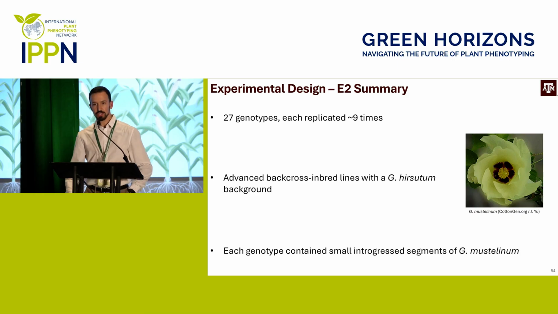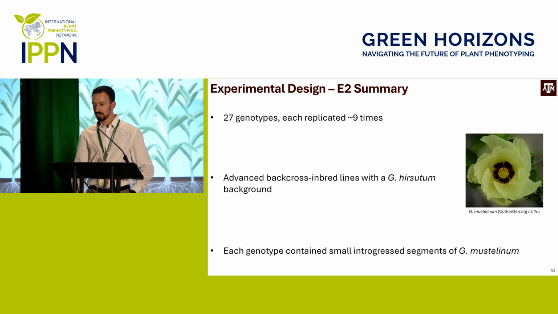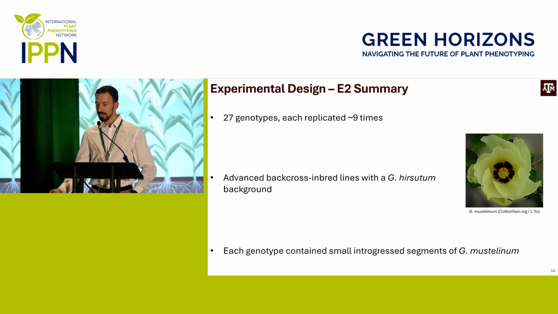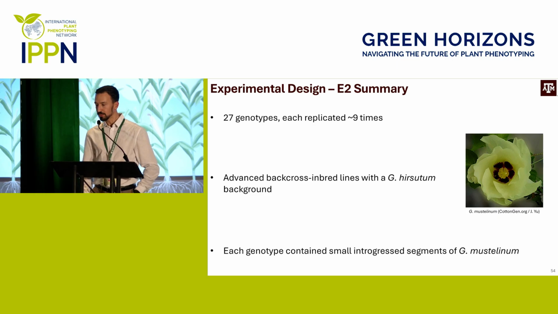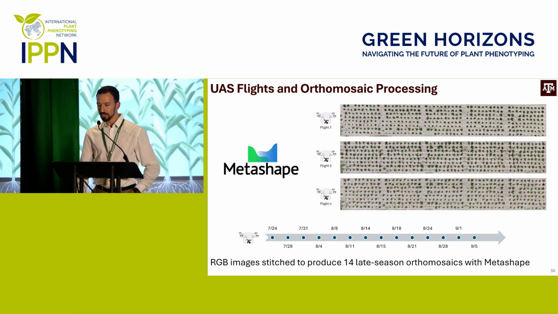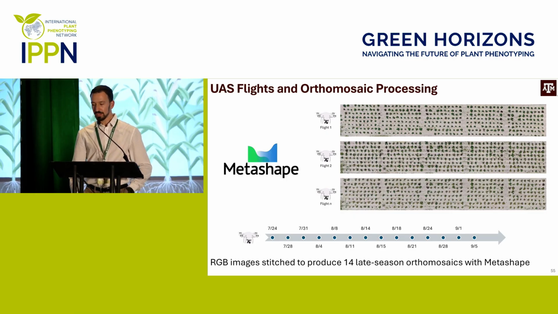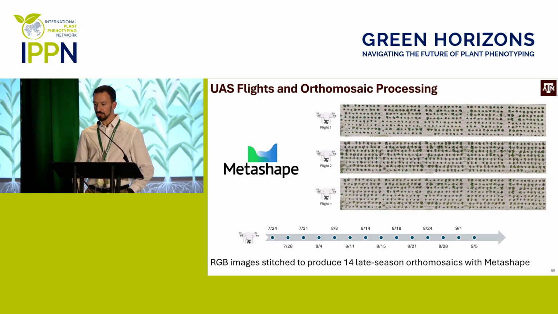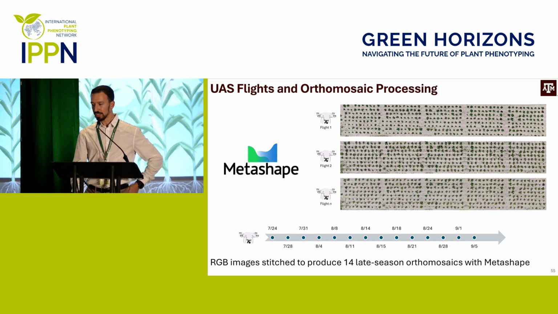E2 was very similar, just consisted of a smaller panel, 27 genotypes replicated 9 times. These are again advanced backcross inbred lines, again with a Gossypium hirsutum background. But this time the introgression segments came from Gossypium mustellinum. So we followed a standard phenotyping pipeline using an RGB drone, and we were able to get 14 late season flights that we used to stitch those images into orthomosaics that were used for senescence processing downstream.